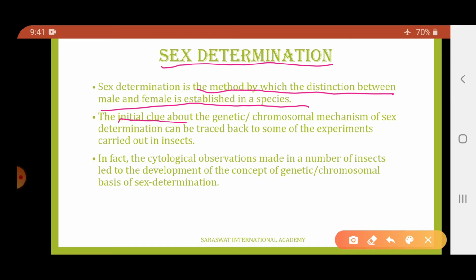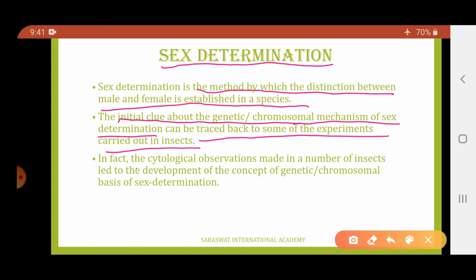Now, some history regarding sex determination. The initial clue about the genetic or chromosomal mechanism of sex determination can be traced back to some of the experiments carried out in insects. So, experiments were taking place in insects, and through those experiments, the genetic or you can say chromosomal basis of sex determination was traced.